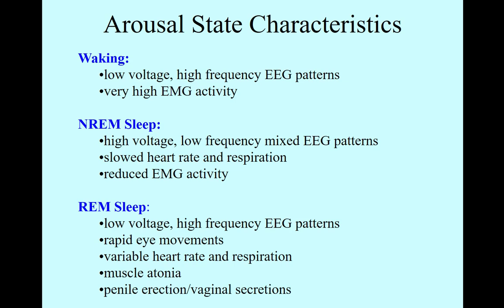But then when the subject transitions to REM sleep, we go back to an EEG that looks a lot like waking: low voltage, low amplitude, high frequency or fast EEG patterns. They have rapid eye movements, their eyes dart back and forth, their heart rate and respiration are variable, not consistent. And of course, what's really astonishing is that they lose all muscle tone, or they have muscle atonia. The EMG signal pretty much flatlines. And what also happens is penile erections can form and vaginal secretions can happen. So there is some physiological response via the reproductive system there.